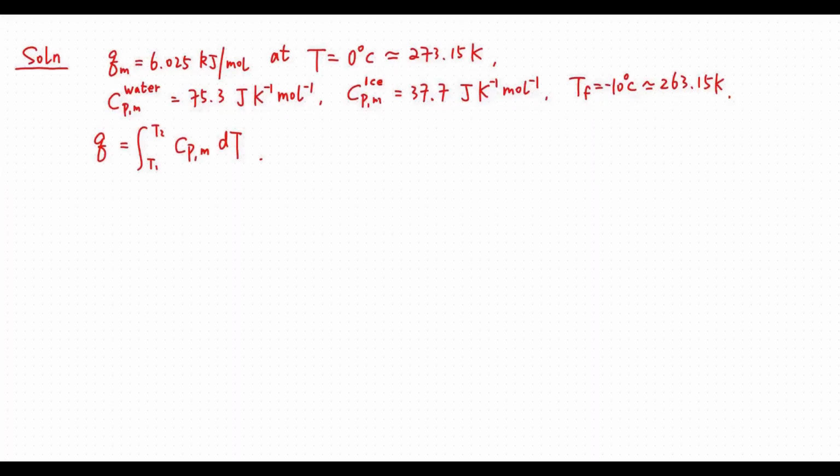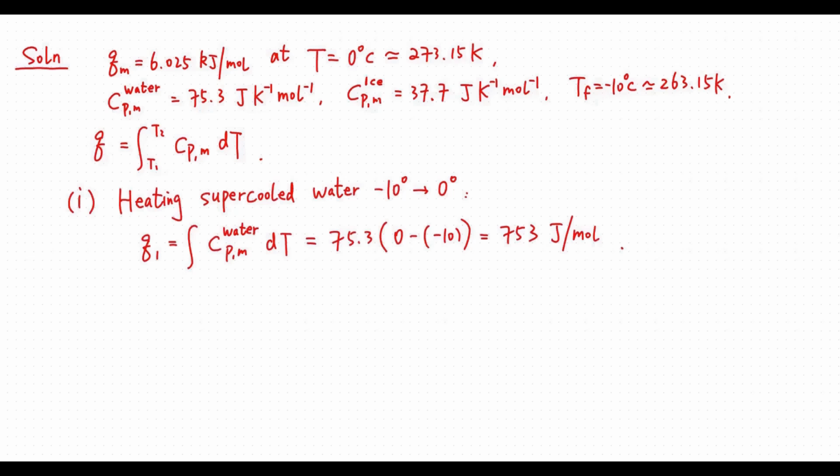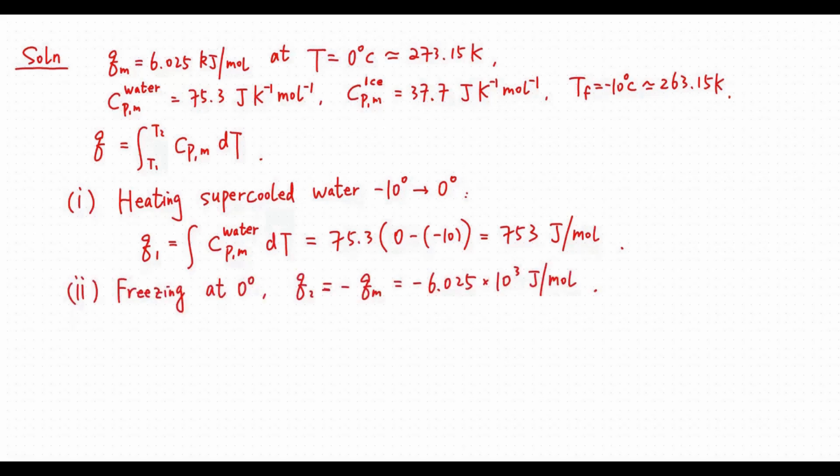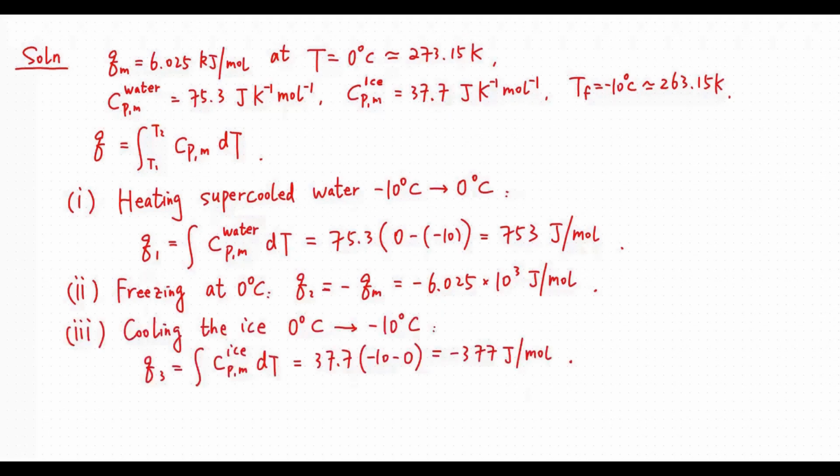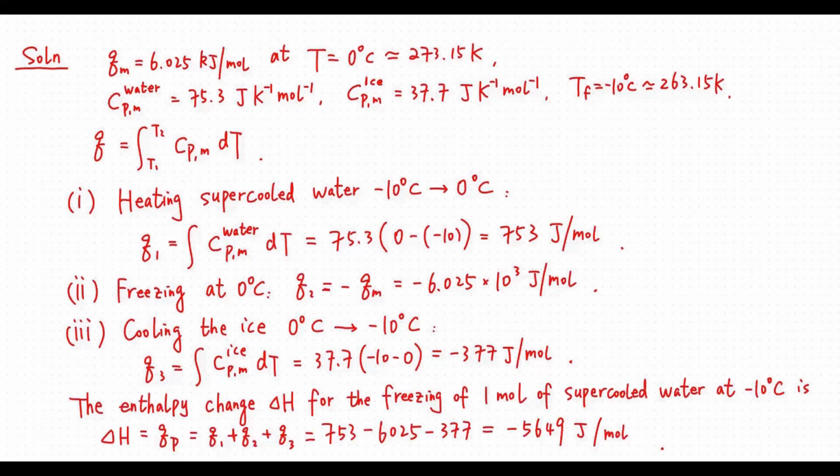Solution. We have this equation. For the process of heating water, we get the heat Q1. In the process of freezing, the heat Q2 is this value. In the process of cooling the ice, the heat is given by this value. Then we find this result.